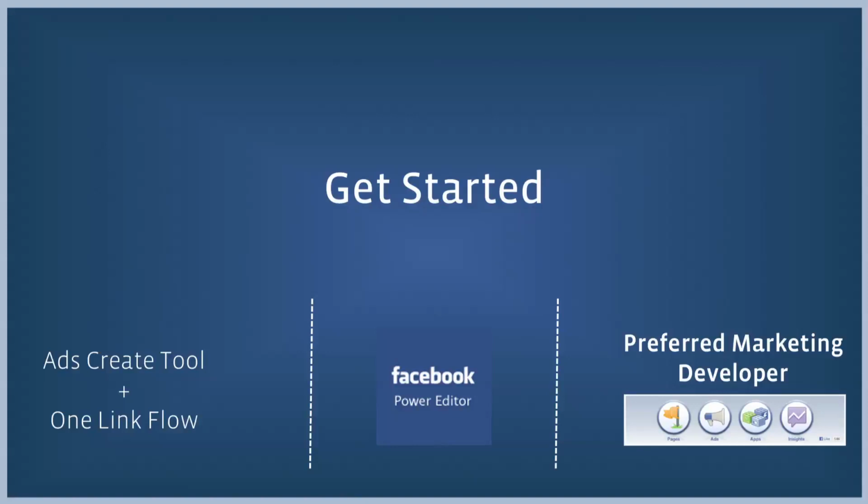For installs, this is even easier to use because you can take your iTunes URL or your Google Play Store URL, simply paste it into our Ads Create tool, what we like to call our one link flow, and we'll recognize your app, we'll pull in some of the creative, and you'll be able to quickly set up an ad. So we'll have a video in a few moments on how that works.